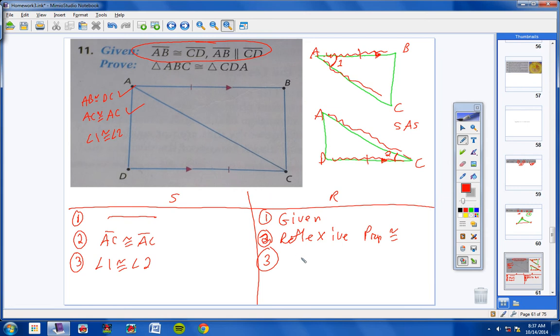So if the 2 lines are parallel, then we can definitely state that alternate interior angles are congruent. Booyah, we did it. All 3 things were checked off, okay? So triangle ABC is congruent to triangle CDA.